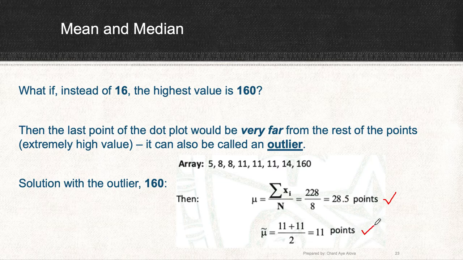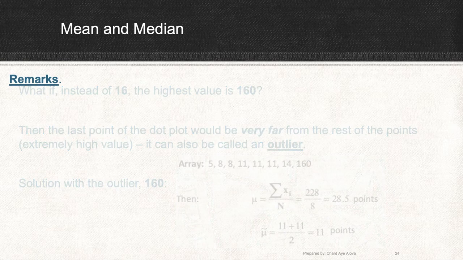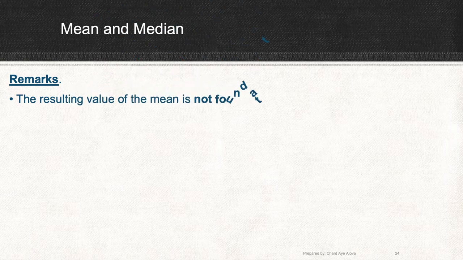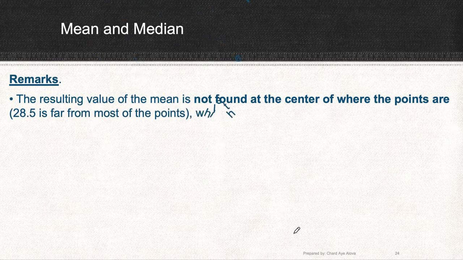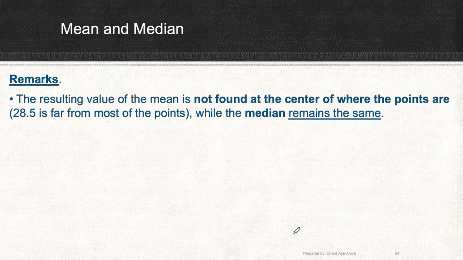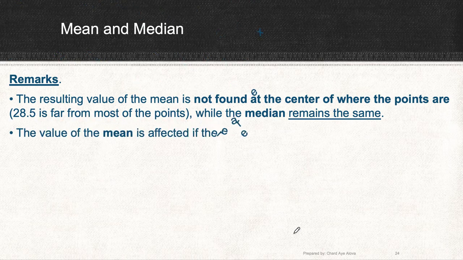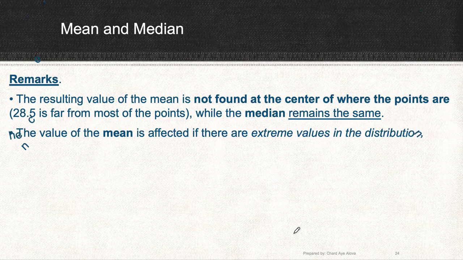So what are the key points here that we can see? One thing for sure, you changed the given from 16 to 160, so therefore that's an outlier. We can summarize the remarks by taking a look at these statements. The resulting value of the mean is not found at the center where the points are mostly located, while the median remains the same. That's one thing that we can see after solving such. The value of the mean is affected by extreme values, or outliers, in the distribution.